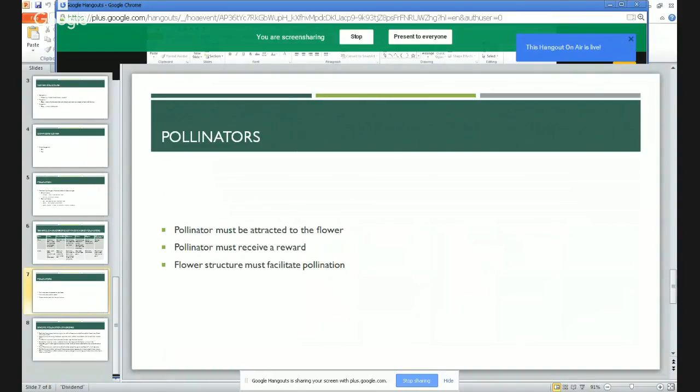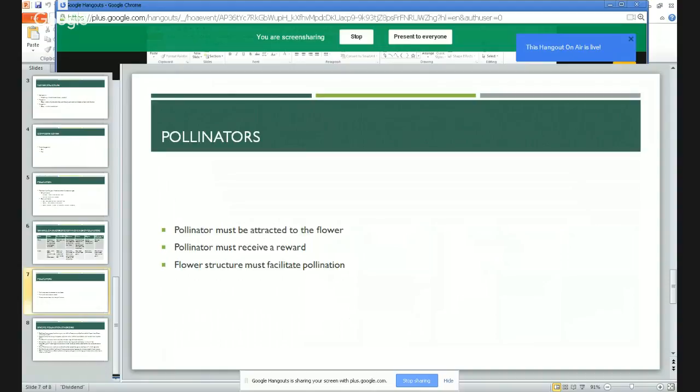Sorry. For your pollinators, there's three, we call these pollination syndromes that you have to meet. And so for the pollinators, a couple of the specific pollination syndromes that you must meet would be the pollinator has to be attracted to the flower, which is oftentimes why there's odor or color or something like that on the petals of the flower itself. Another syndrome is that the pollinator must receive a reward, and generally that's in the form of nectar. Otherwise, they're not going to waste their time. Why would they come over and visit?